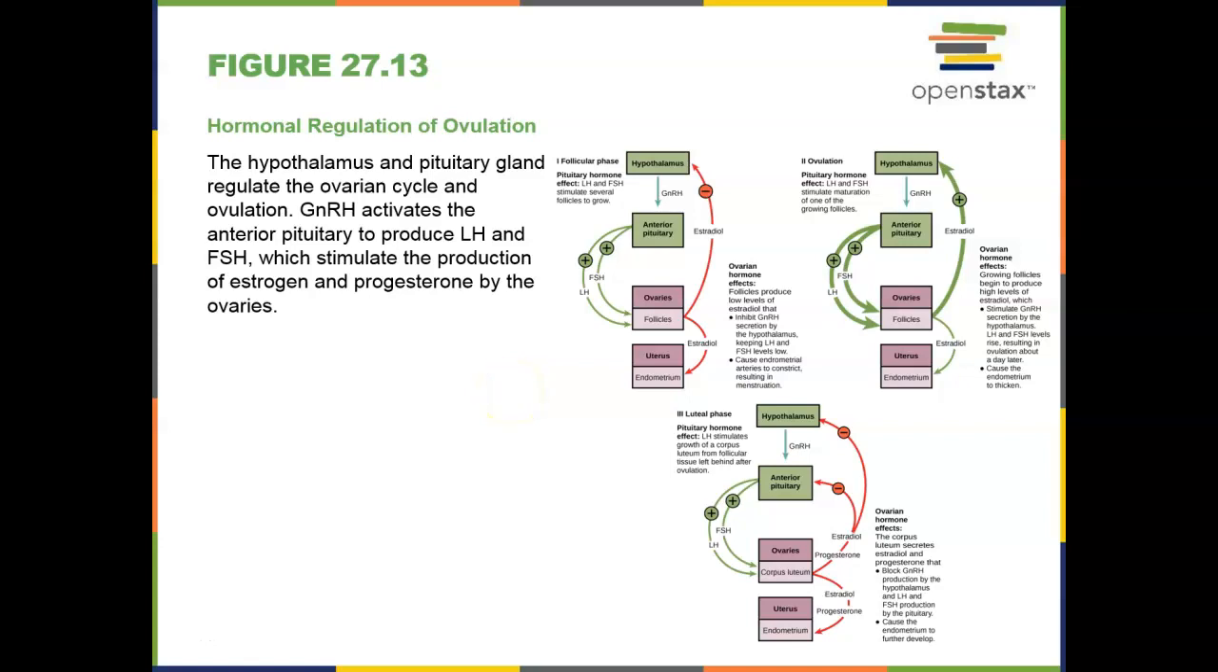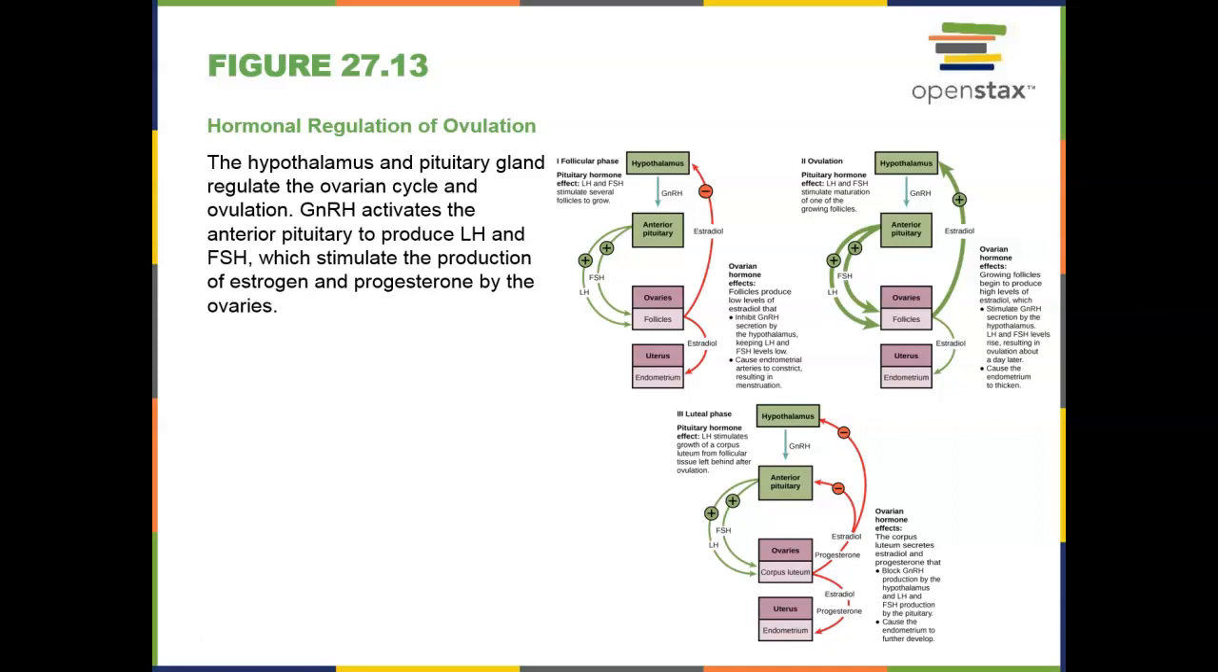Hey everyone, welcome back. So we're going to go over the regulation of ovulation. When the hypothalamus initially releases gonadotropin releasing hormone, this stimulates the anterior pituitary to release its follicle stimulating and luteinizing hormones. These stimulate the ovarian follicles to wake up. So this is during that follicular phase.